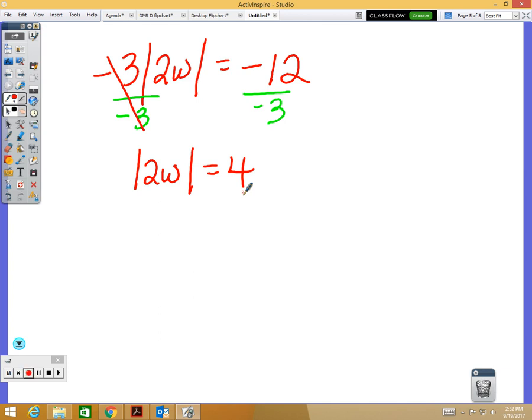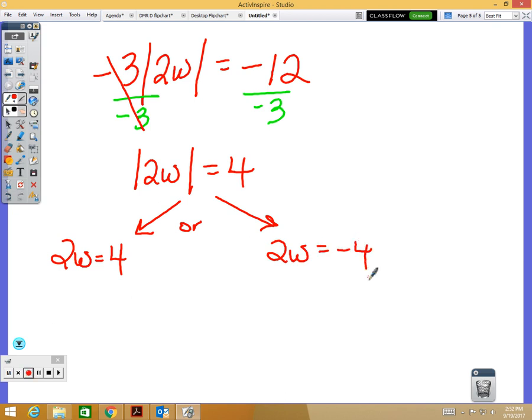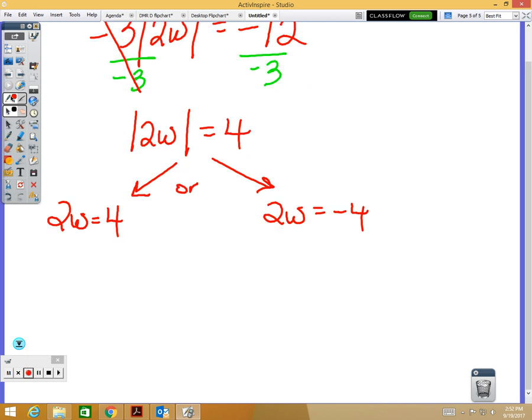Now, I can't just divide by 2 right now. I have to now say that 2W could equal 4, or 2W could equal -4. So when you have more left inside of the absolute value symbols than just the variable, you have to do it this way. Okay? And now you can actually solve. Well, in this one, W would equal 2. In this one over here, W would equal -2.